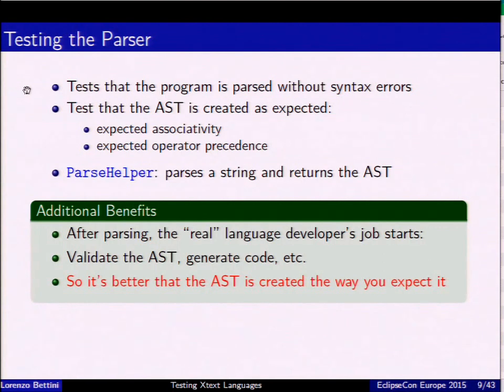And this parse helper parses a string, which is the input program, and returns the AST. So actually, the parser is only the initial stage of implementing a language. Most of the time, in the implementation, you will have to manipulate the abstract syntax tree. You have to visit that, probably modify that, and then from that abstract syntax tree generate code. So you really better make sure that the AST is constructed as you expect. So testing the parser is really important.